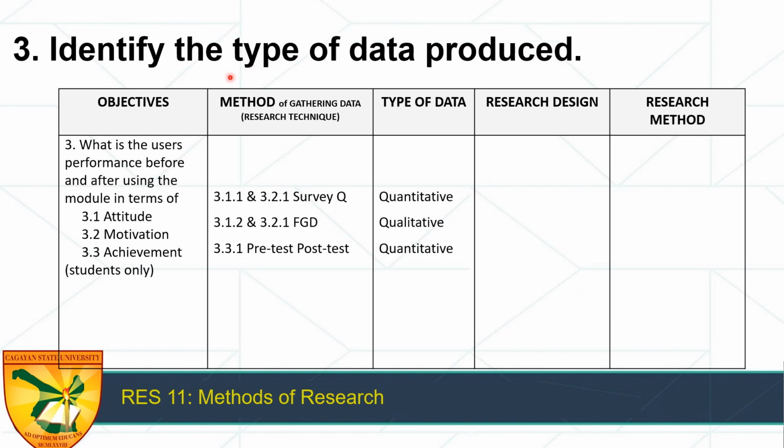Third is identify the type of data produced. So for survey questionnaires, the type of data would be quantitative. For focus group discussions, this is, of course, in words, this is qualitative. And for the tests, of course, that is quantitative.